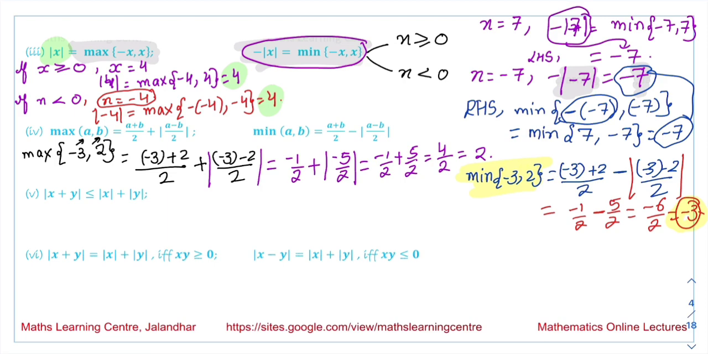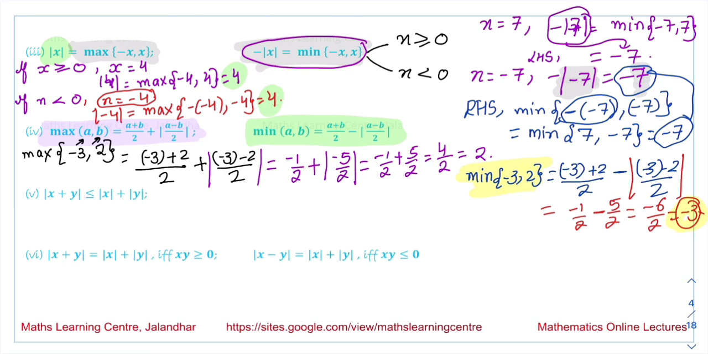So we have two formulas over here: if we have the maximum of two numbers A and B, we can write this in terms of the modulus function. And when we are talking about the minimum of A and B, we can write this mathematically in terms of the modulus function. Next formula we have is mod of x plus y is less than or equal to mod x plus mod y.